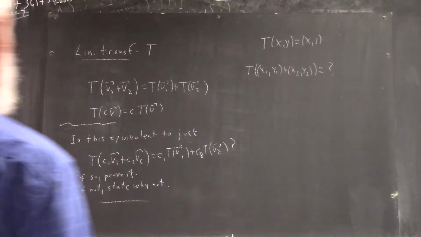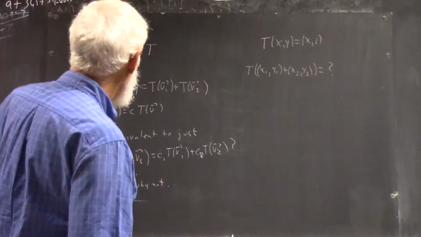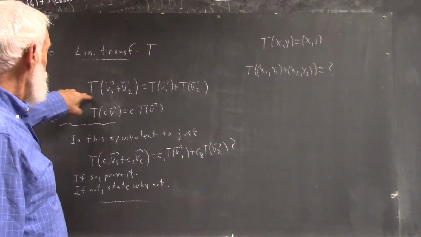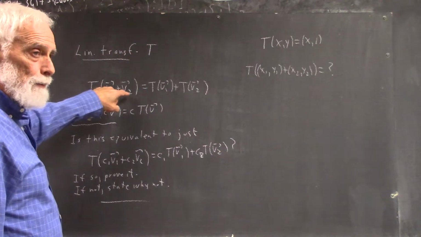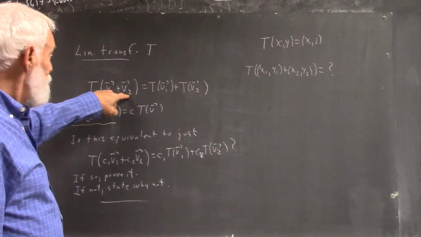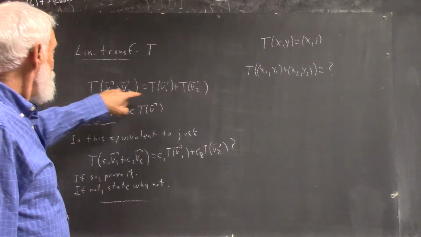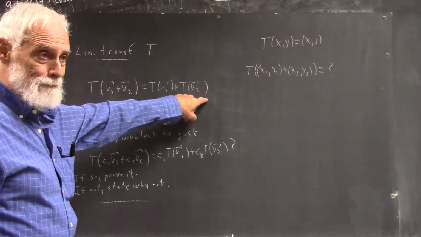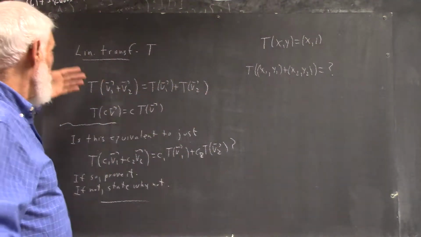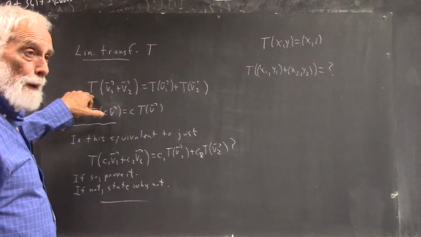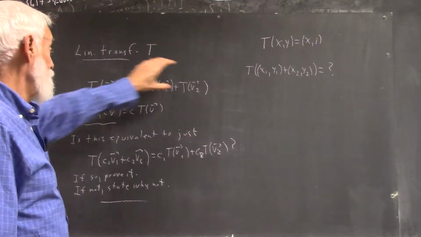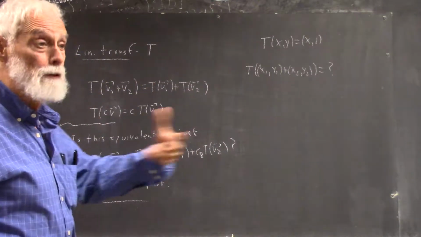Okay, what's a linear transformation? Well, a linear transformation T is some rule that takes the vector v1 plus v2 to the vector T of v1 plus T of v2. That's linearity. And of course, if these are vectors and the transformation is defined by a matrix, then clearly this is going to be true. That's what you're used to saying.